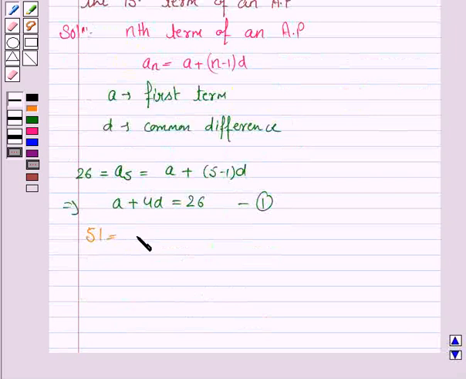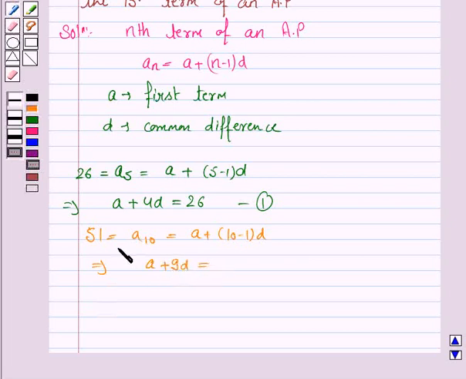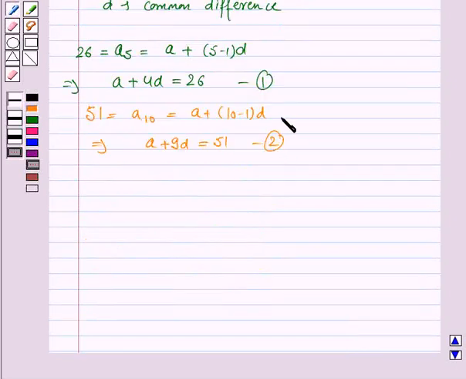So 51 is a10 and it is given by a plus (10 minus 1) into d. So we have a10 is equal to 51, which is given by a plus 9d, and this is equal to 51. Let us name this as 2. Now we'll solve these two linear equations for a and d.